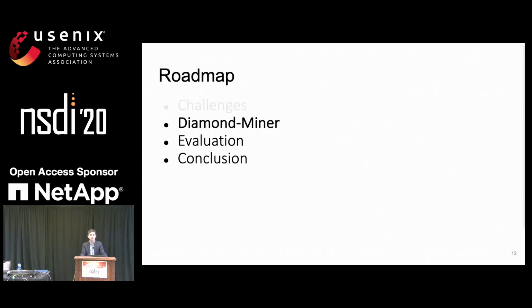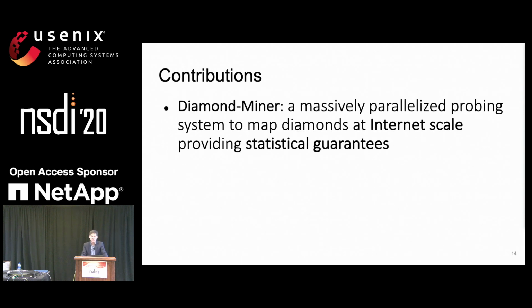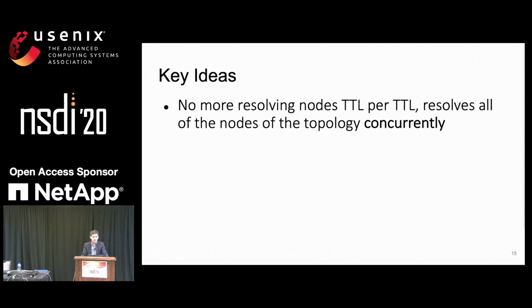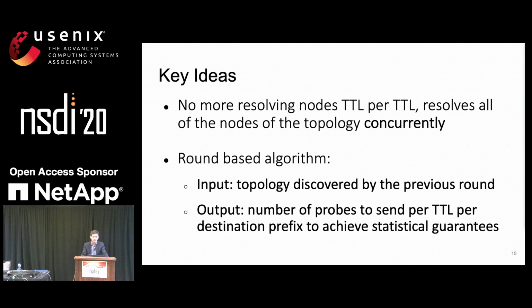And the answer is the contribution of today, Diamond Miner, a massively parallelized probing system to map diamonds at internet scale, providing statistical guarantees. So the key idea behind Diamond Miner is that we will no more resolve the nodes TTL per TTL. We will resolve all of the nodes of the topology concurrently. And how do we achieve this? By proceeding by round. So what is a round? A round takes as input the entire topology discovered by the previous round, and it will output the number of probes to send per TTL per destination prefix to achieve statistical guarantees.